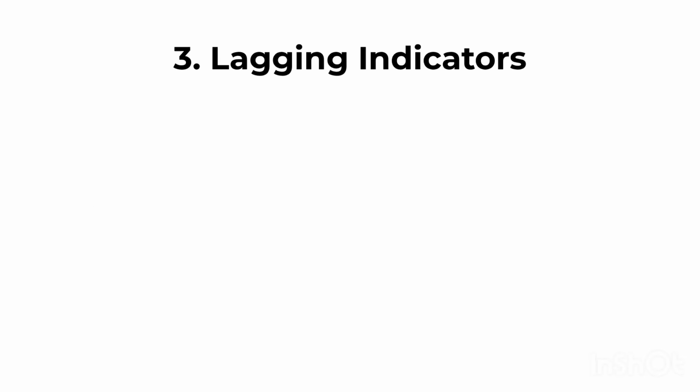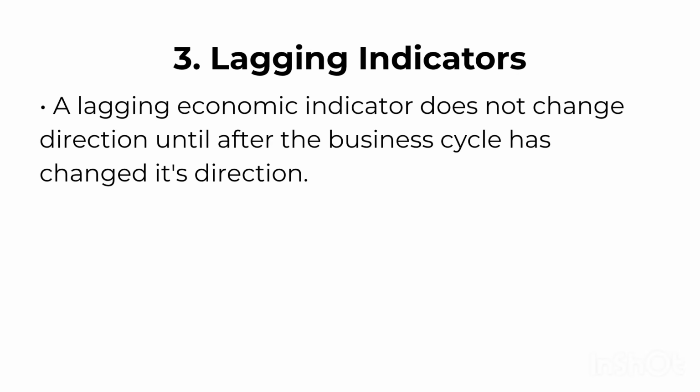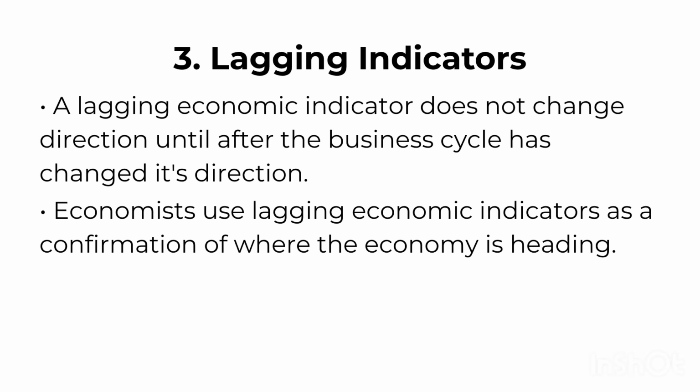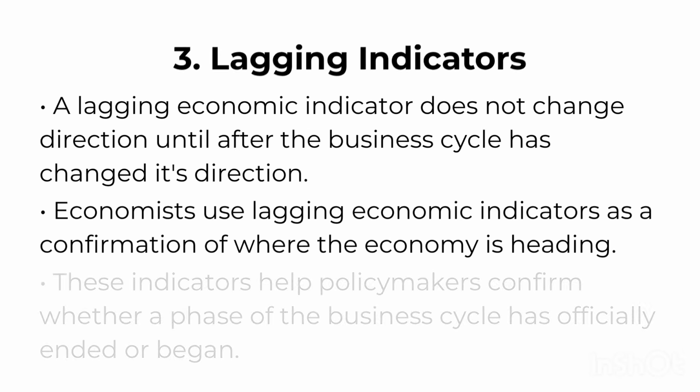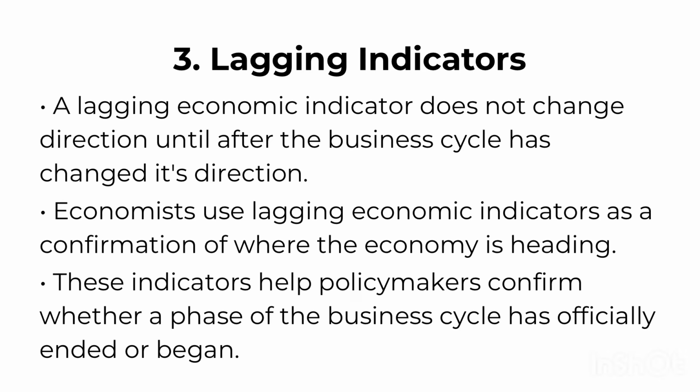Number three, we have lagging economic indicators. A lagging economic indicator does not change direction until after the business cycle has changed its direction. Economists use lagging economic indicators as a confirmation of where the economy is heading. These indicators help policymakers confirm whether a phase of the business cycle has officially ended or began. For example, unemployment rates and interest rates.